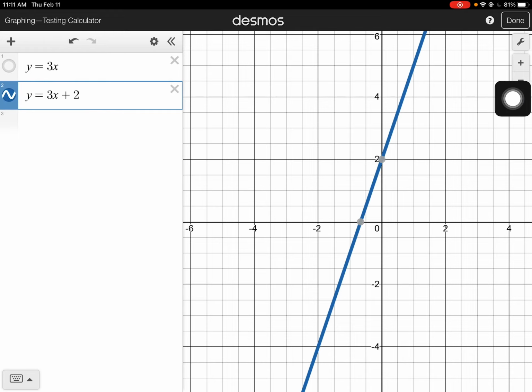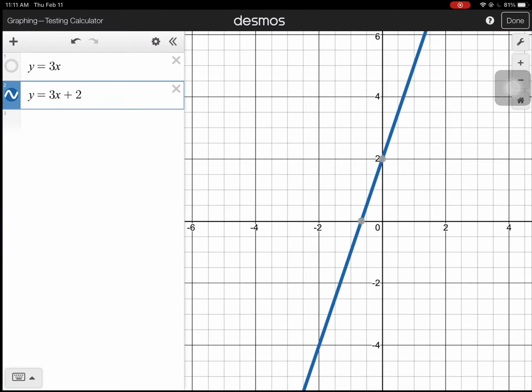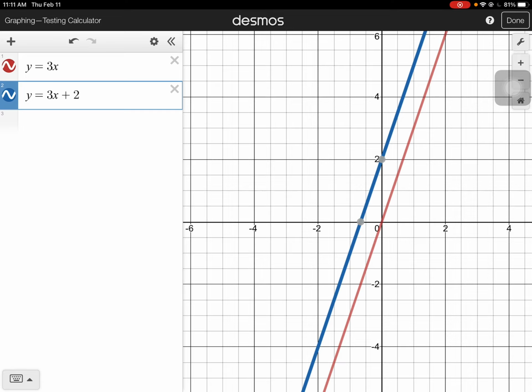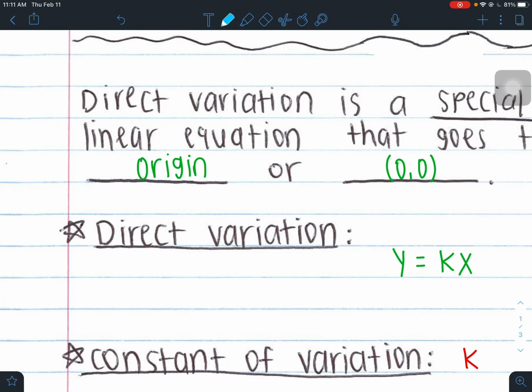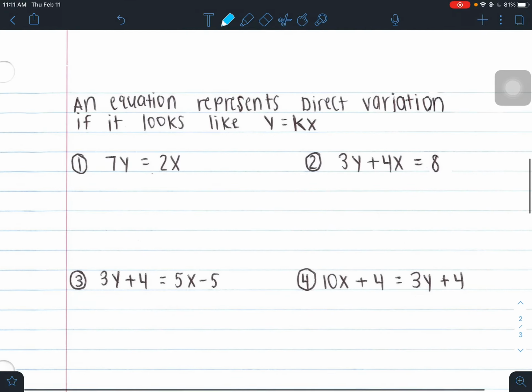So how do I tell if something is or isn't? You want the y-intercept to be 0. If the y-intercept is 0, it is direct variation. If the y-intercept's not 0, then it's not direct variation. So here you saw that the y-intercept was 2, so it's not, but the red one it is because it goes through 0, 0, and the other one doesn't go through 0, 0. Okay, so let's go ahead and do that.